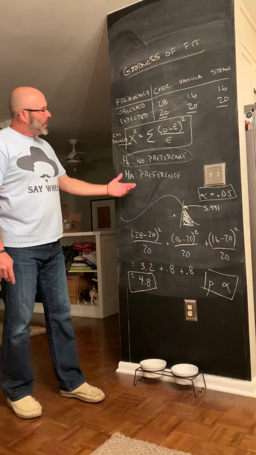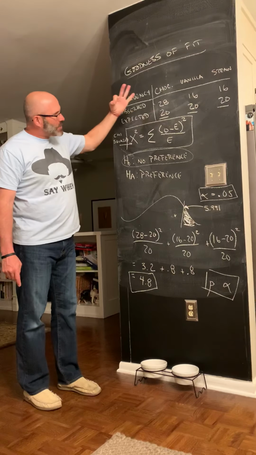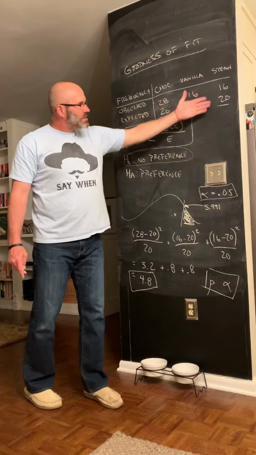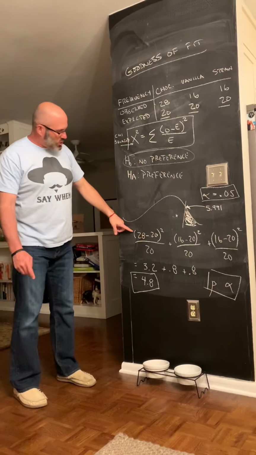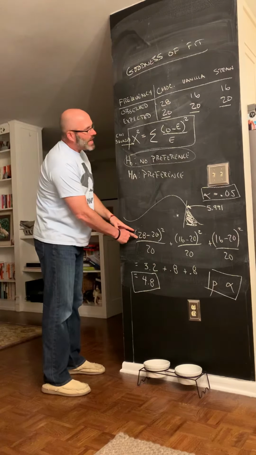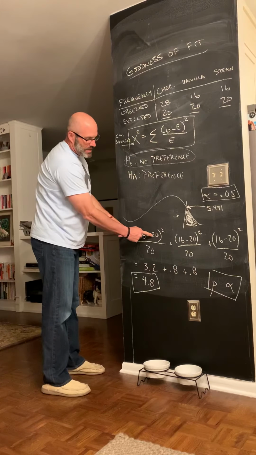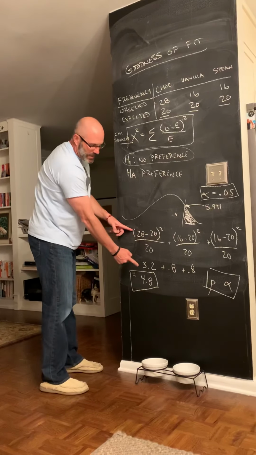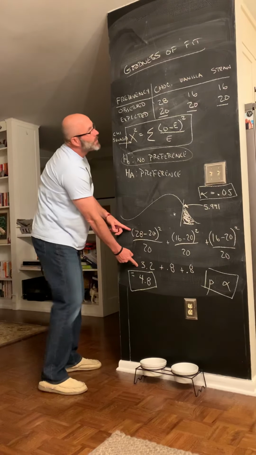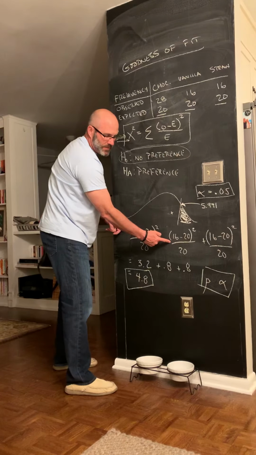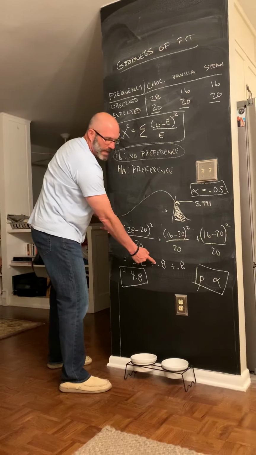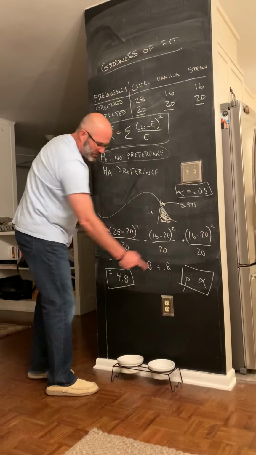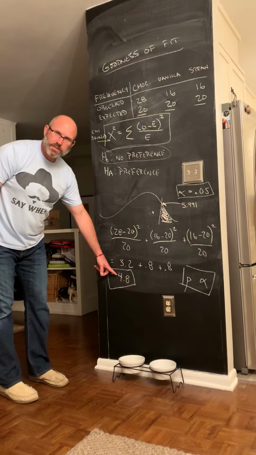Okay, so I have three things I have to add. I have to add this thing plus this thing plus this thing. So here's chocolate. 28 is my observed, minus 20 is the expected. I squared that, divided by 20. That gave me 3.2. Then I slid over, this is vanilla, and that gave me 0.8, and this is strawberry, and that gave me 0.8. I added those up and I got a number at 4.8, okay?